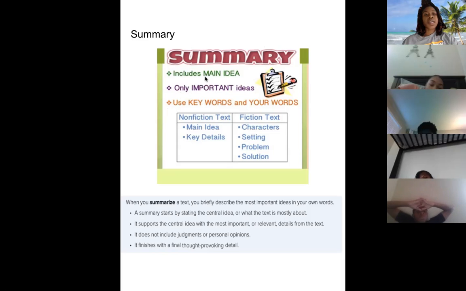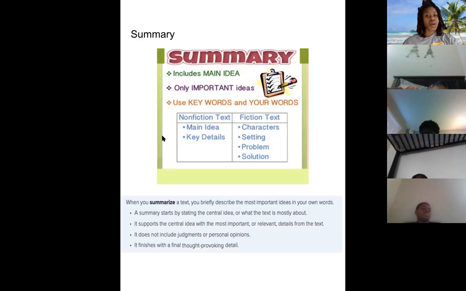Okay, so those are some things that you have to remember. It includes the main idea. That's the whole gist of the summary. If you're giving a summary of a story that you read, you're going to include the main idea. You're not going to include something that's not important, right? The main idea is what the text is mostly about. Then you're only going to include important ideas, only the relevant details. You don't need to include every detail because at that point, it's not a summary. It's not going to be brief. It's not going to be short. It's going to be too long.